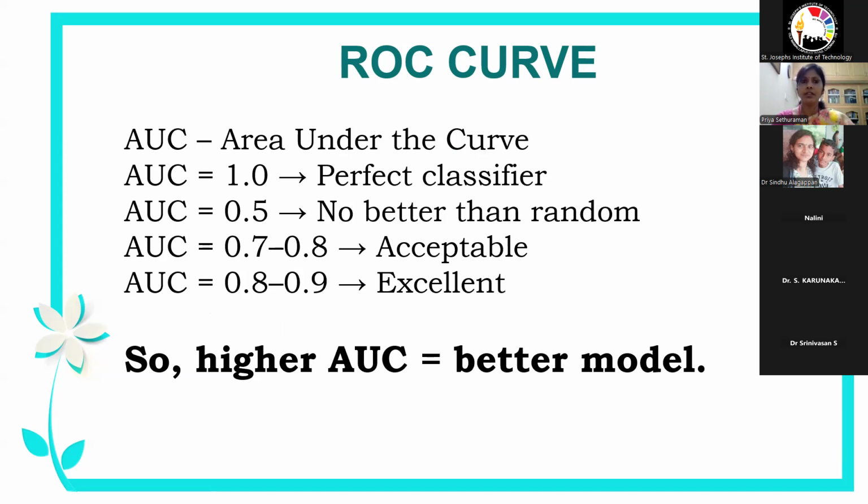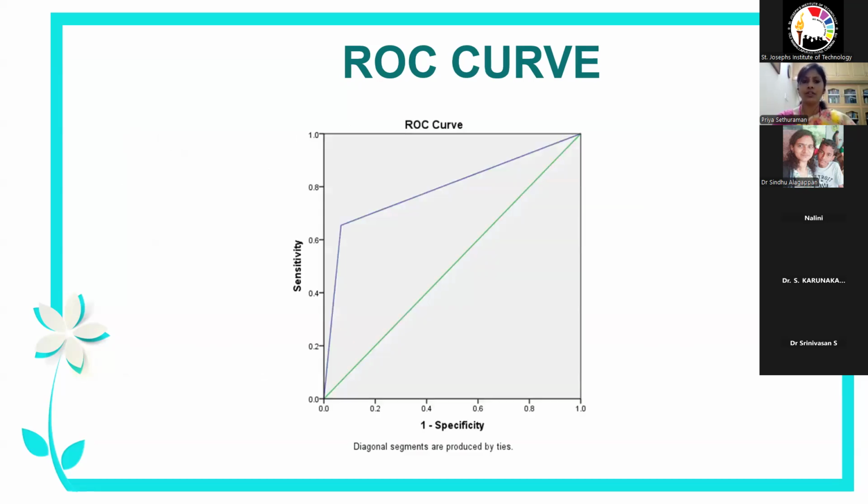Area under curve gives you values between 0 and 1. If you have a value equal to 1, it is a perfect classifier, and if it is 0.5, it is not considered a good classifier. If it is between 0.7 and 0.8, it is acceptable, and 0.8 to 0.9, it is excellent. So higher the AUC, better the model. This is how the ROC curve will look, and the diagonal green line is the 0.5 cutoff, which is the no-ideal line, but it should be above the line.